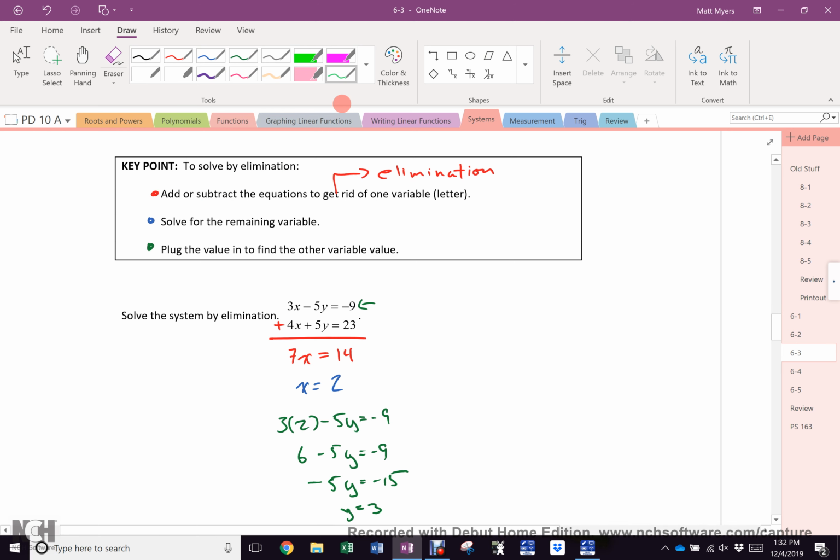Should be everybody else's hand. It isn't. So, interesting. You, of course, got 4 times 2 plus 5y equals 23. 8 plus 5y equals 23. 5y equals 15. And y equals 3. Did it matter where you substituted the x in? No, it did not. Then your answer is, of course, 2, 3.